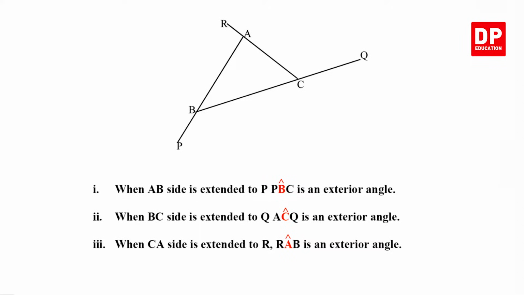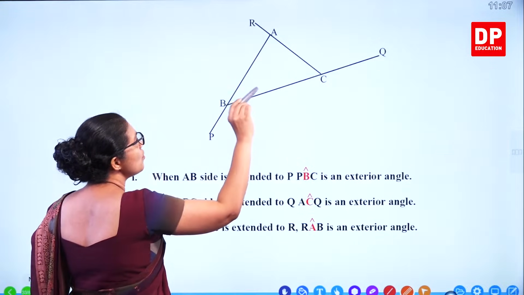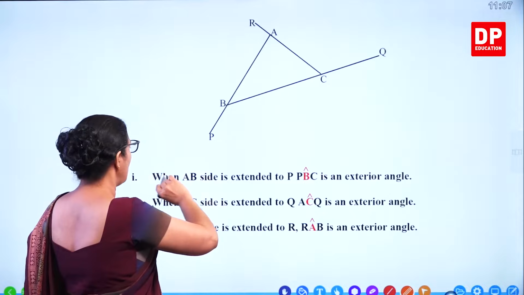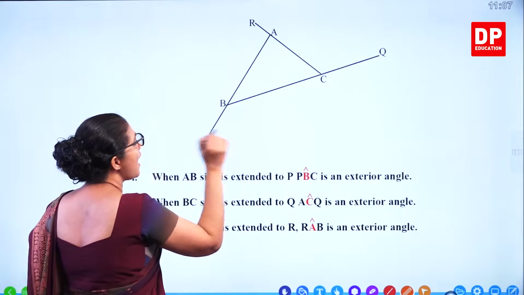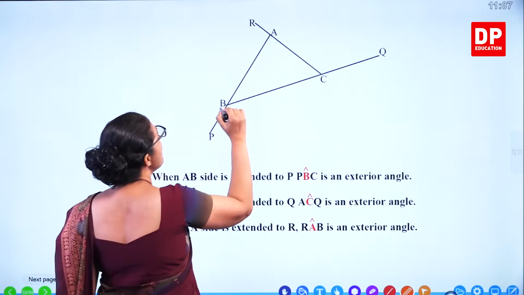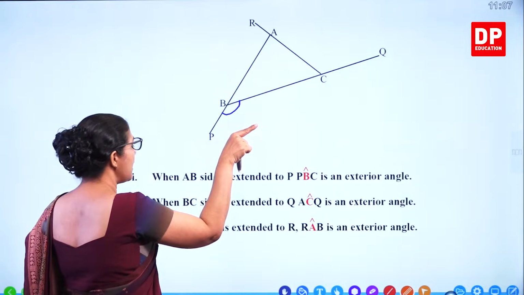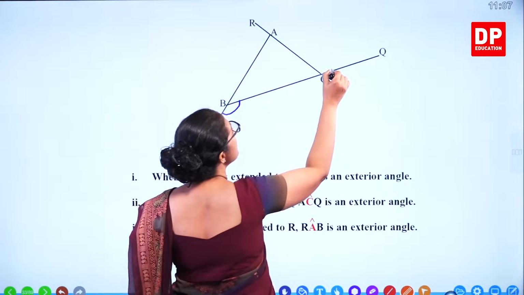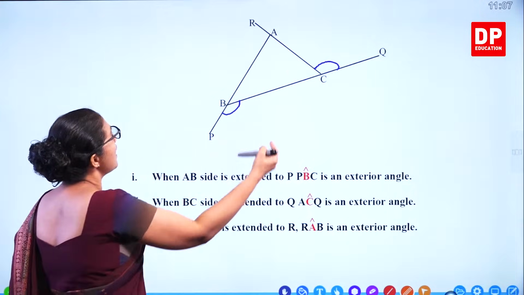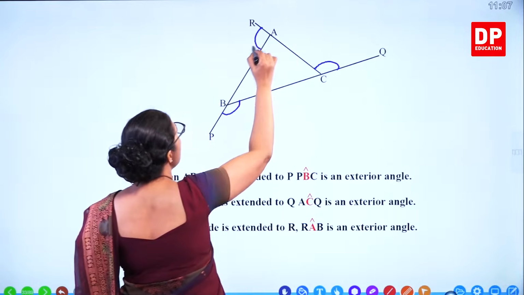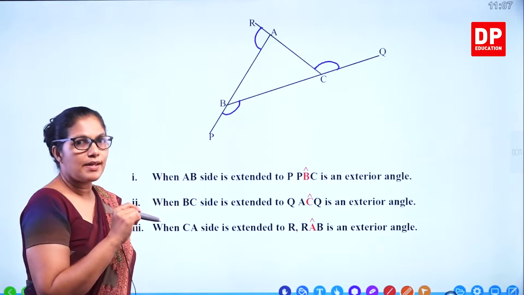In this diagram, BC is extended to get Q. Side AB is extended to P. So what angle do you get? PBC angle. When you extend the BC line, you get ACQ angle. When you extend the CA line, you get RAB angle. Those are the three exterior angles.